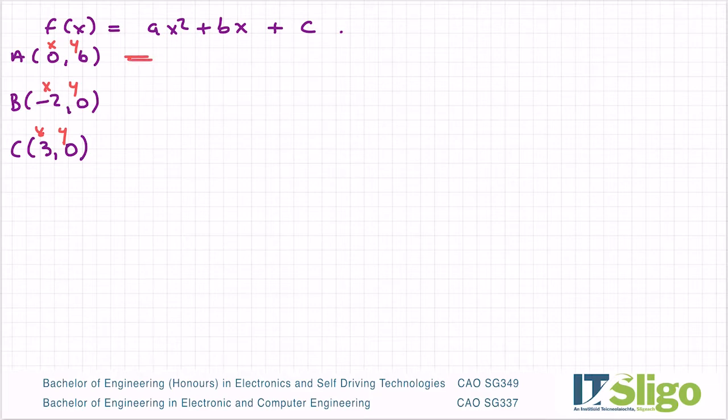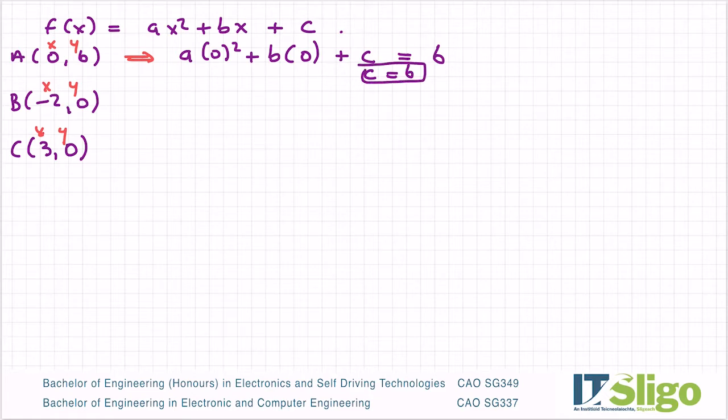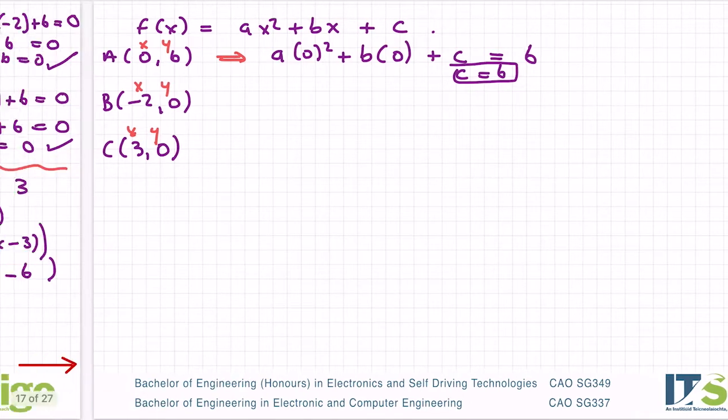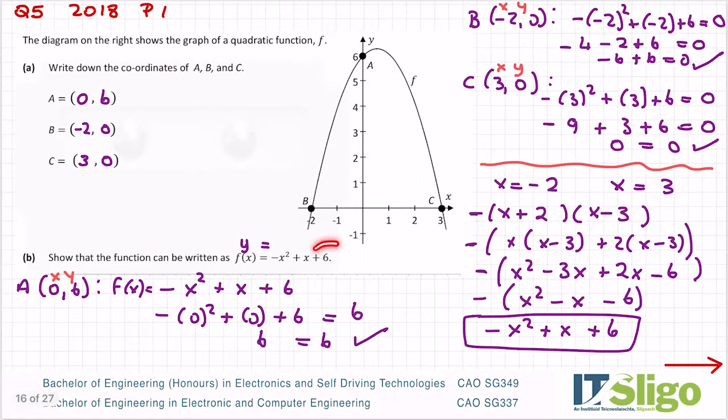Let's do the first one here. So a stays a. I sub in 0 for the x's. B stays b. I sub in 0 for the x plus c, and of course it's equal to the y value, which is 6. So a times 0 is 0, b times 0 is 0, so I get c is equal to 6. So straight away I figured out one of my values in my quadratic, and you can see there's the 6 that I've just figured out.